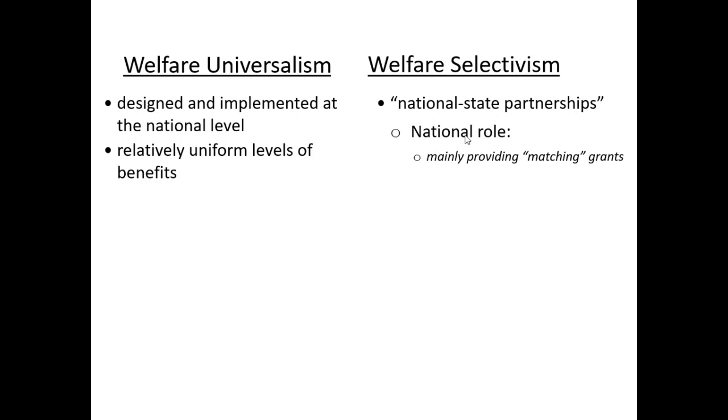AFDC, food stamps, Medicaid, and any of these others that fall under this heading of selectivism, were typically set up as national state partnerships where the role of the national government as a partner was principally a financial role to provide matching funds.